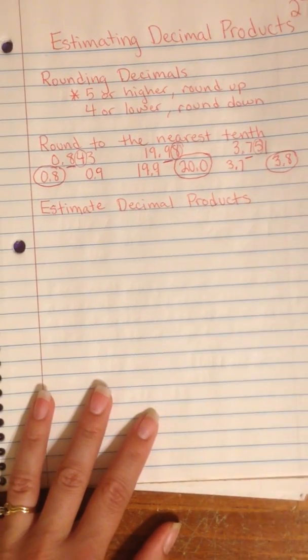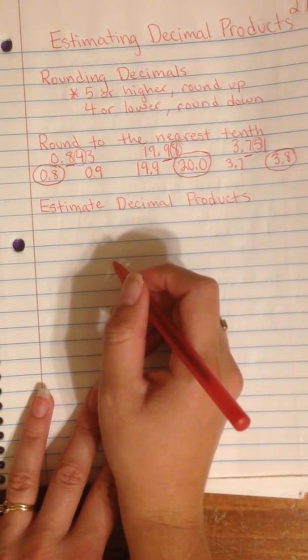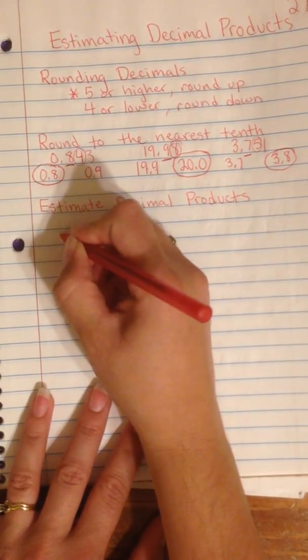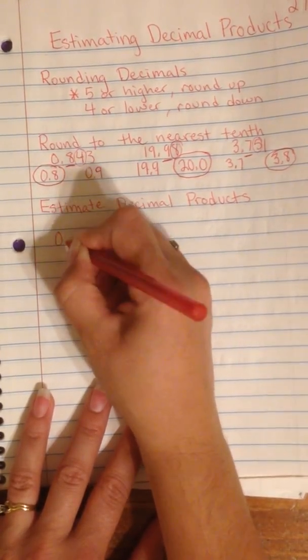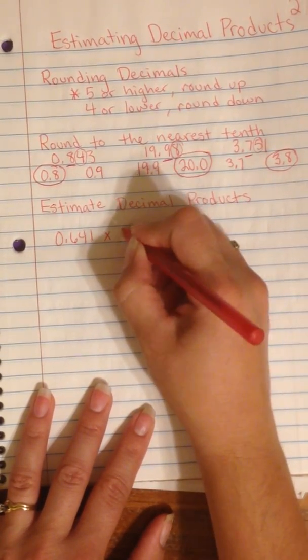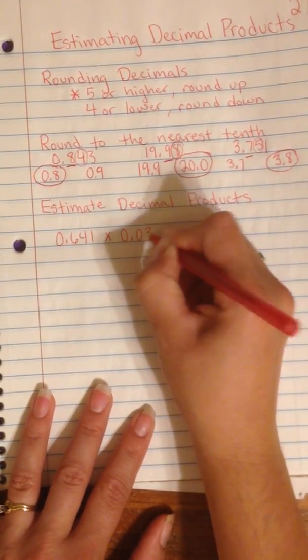Okay, we're going to do 2 different examples that I want you to practice with estimating. Okay, the first one I want you to do is 0.641 times 0.035.